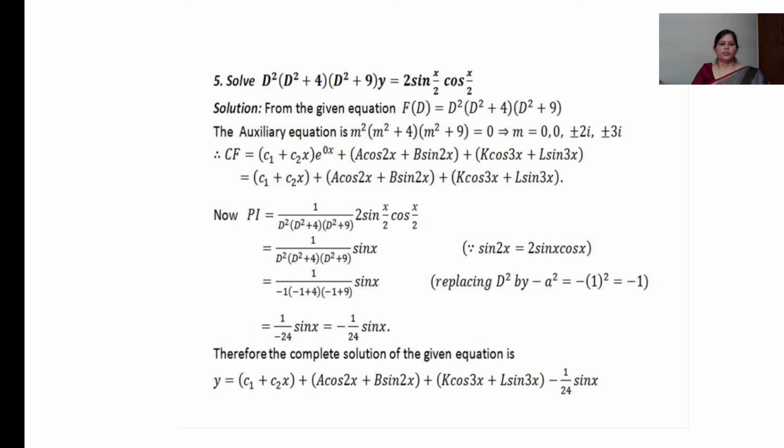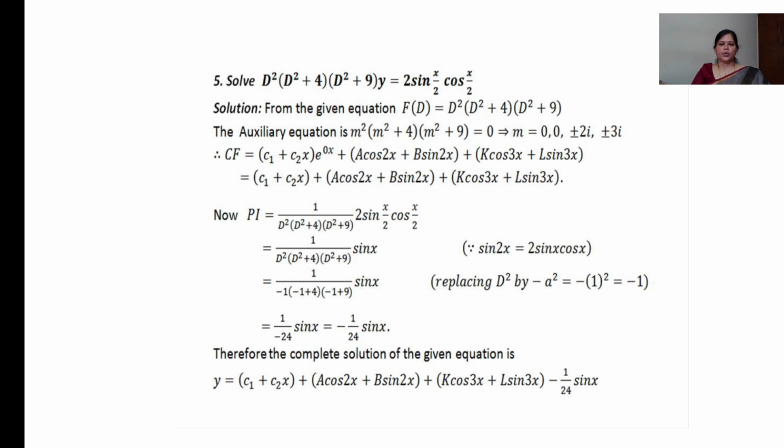m squared is equal to 0 means we will get 0, 0 for the first m value. Then m squared plus 4 is equal to 0 means m squared is equal to minus 4, so m is plus or minus 2i. Similarly, m squared plus 9 is equal to 0 means m squared is minus 9, so m is equal to plus or minus 3i. So now we have 6 values for m, and we have to compare them separately.